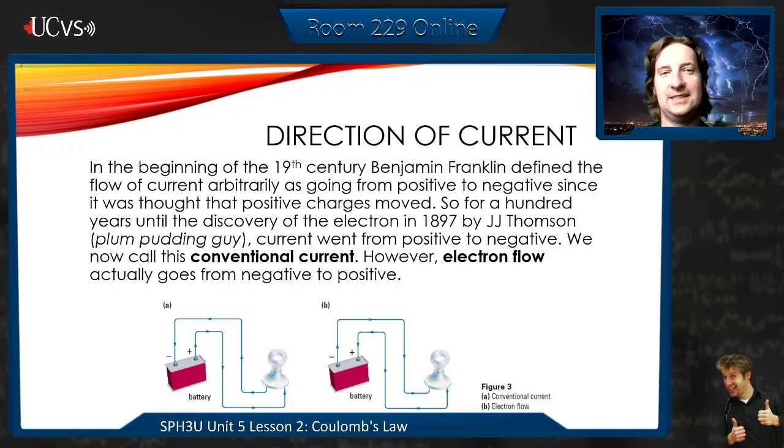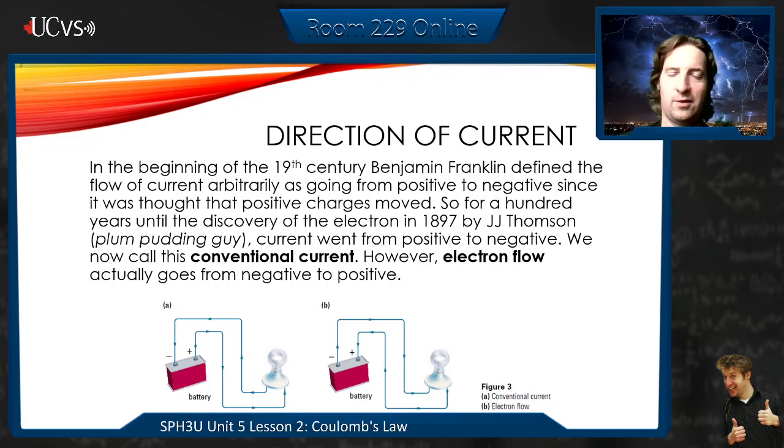Now, they're wrong, right? Because electrons exist. Electrons move. So we have to be careful. When we say the direction of current, that's from the positive to the negative. We call that conventional current. What that means is that the electrons are traveling the opposite direction.